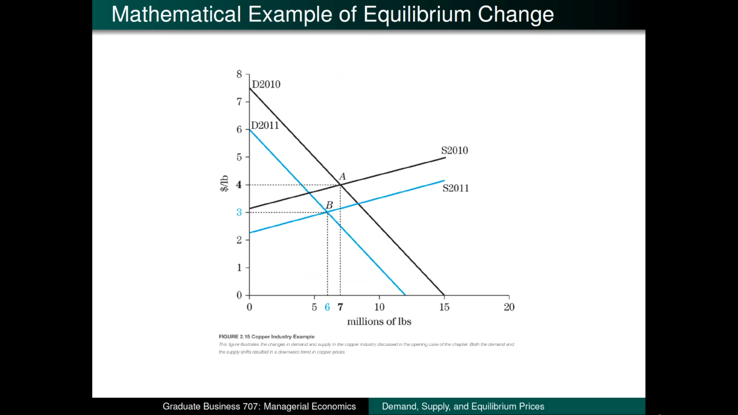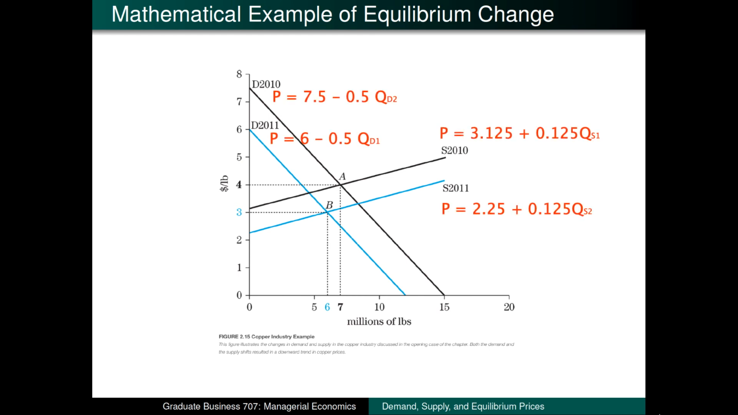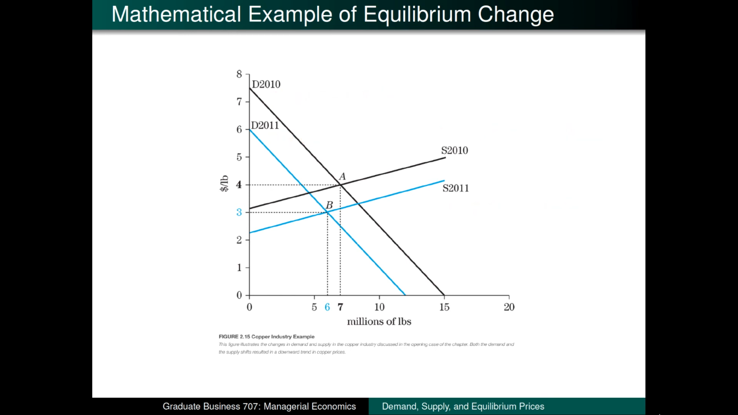This graph illustrates our numerical example. Notice that the y-intercept and slope for all 4 curves match with the numerical values in our 2 inverse demand functions and 2 inverse supply functions. The graph also shows that the demand curve shifted to the left and the supply curve shifted to the right, so the initial equilibrium is represented with the letter A, and our new equilibrium is denoted as B.